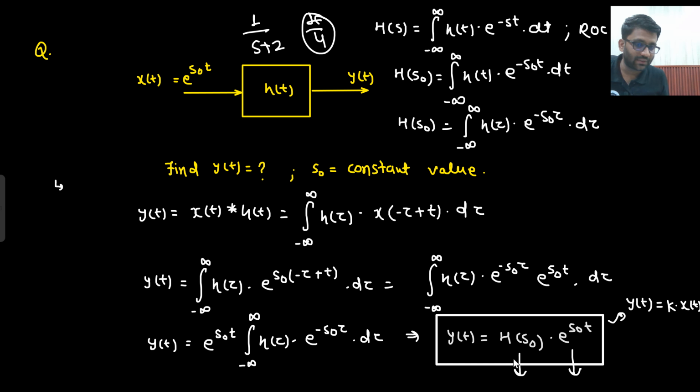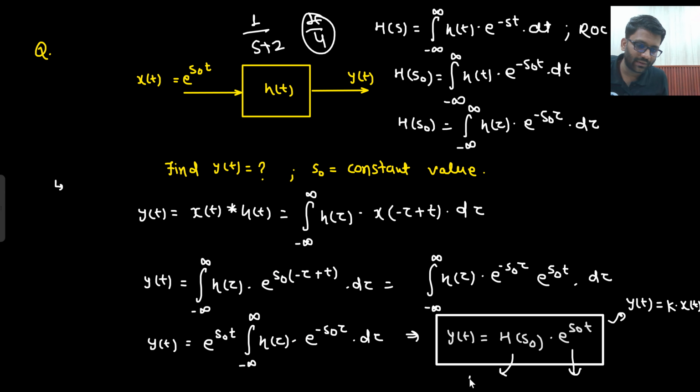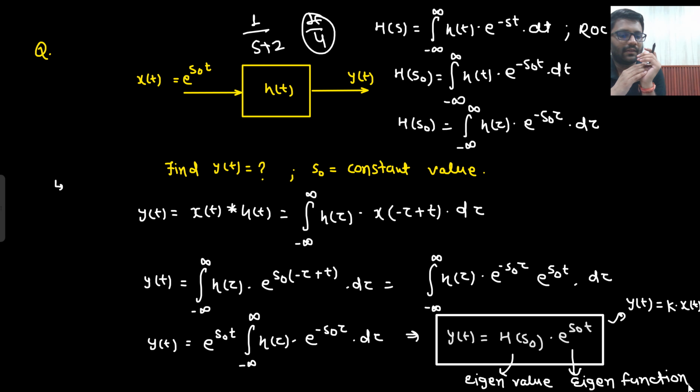What does that mean? This constant value is your eigenvalue and e to the power s naught t is your eigenfunction. Understood? But here there is a catch. Something wrong we have done, that I am not going to tell as of now.